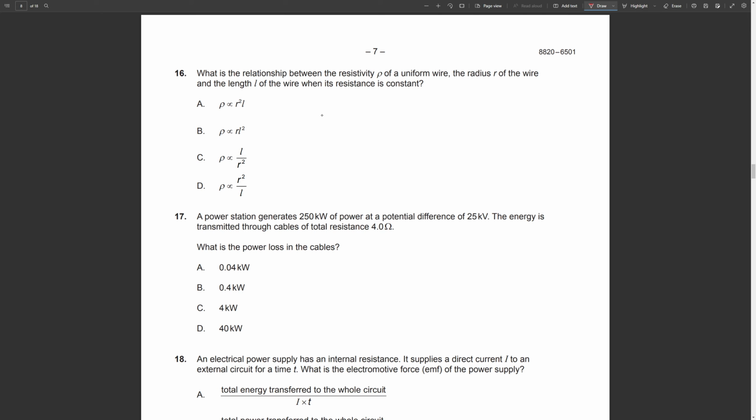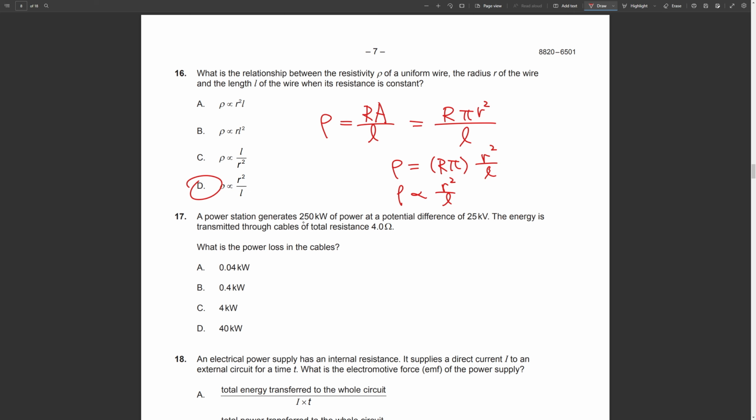Let's begin with the equation for resistivity. It is RA over L. A is the cross-sectional area, and we can assume this is a circular wire, then it will be pi r squared. As pi is constant, it is a constant times r squared over L. It's proportional to r squared over L. The answer is D. Question 17.